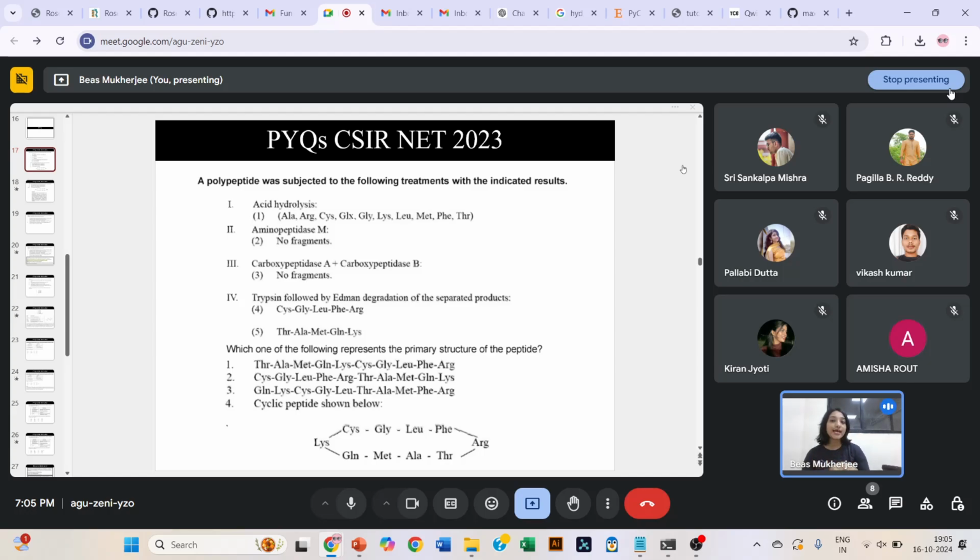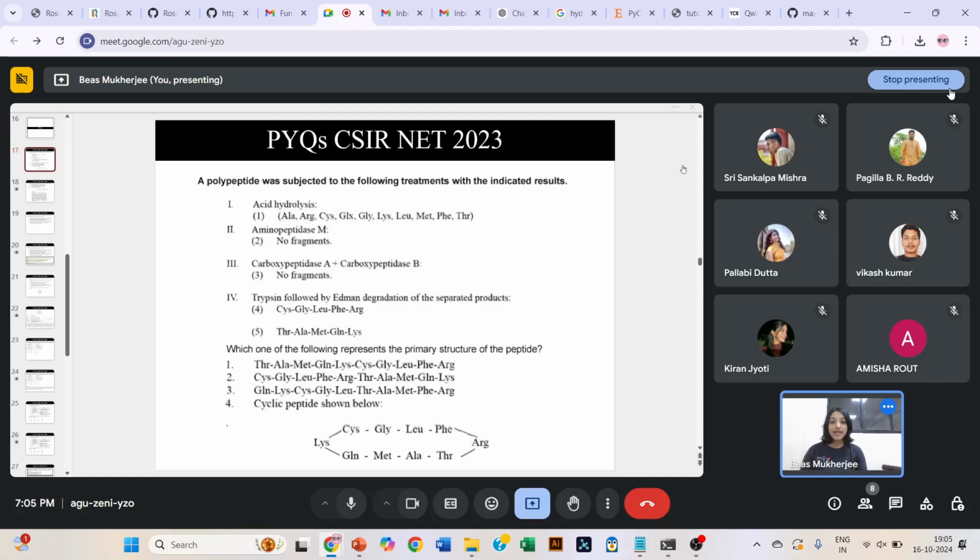The first one is acid hydrolysis. Acid hydrolysis is going to tell you what all amino acids are there. They have given that all of these different amino acids are there. Then we go to the next treatment, aminopeptidase M. Aminopeptidase M can cleave any amino acid that is there on the extreme N terminal. Then you get the fragment.